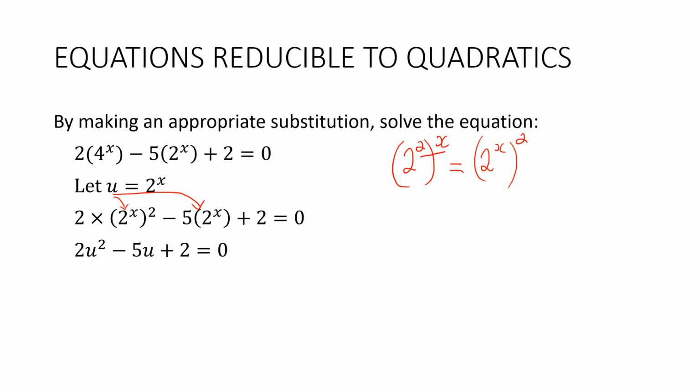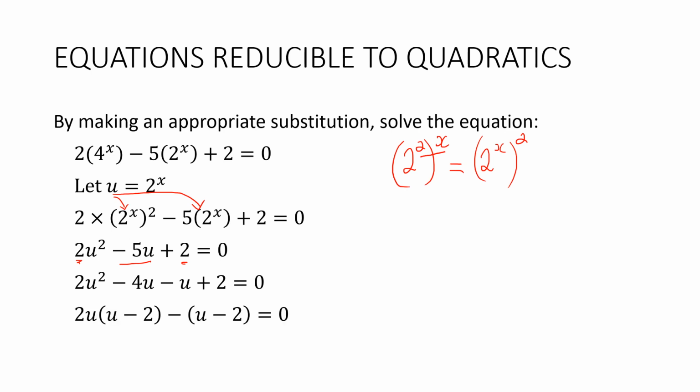Now, we can factorize this. Let's multiply the first and the last coefficients. That's 4. I want factors of 4 that add to 5. That's 4 and 1. They're both going to be negative. So let's change this middle term into minus 4u minus u. Factorizing the first two and the last two, I get this. And u minus 2 is a common factor.